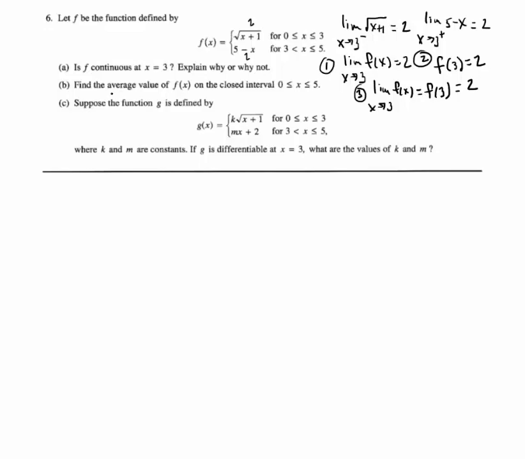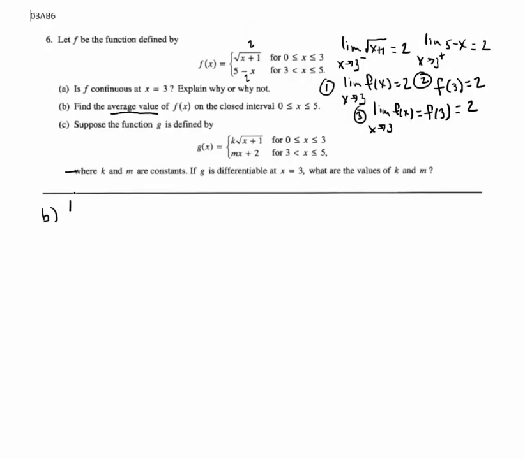All right, for part B, the keyword or phrase is average value, and that is going to be 1 over b minus a, integral from a to b of f of x, in this case from 0 to 5. For a piecewise function, we have to watch out because 3 is the dividing point between these two different functions, and 3 is in the middle between 0 and 5. So my setup is going to be 1 over b minus a, where a is 0 and b is 5, so that'll be 1 over 5 minus 0, or 1/5.